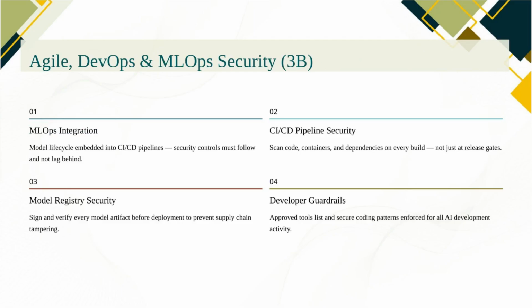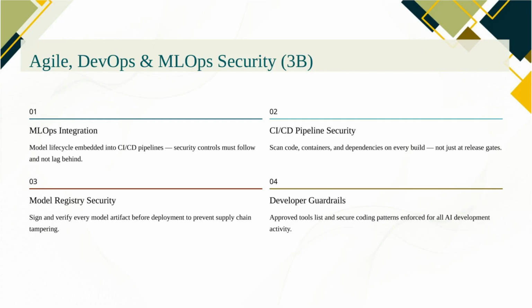MLOps integrates the AI model lifecycle into CI/CD pipelines, and security must be embedded at every stage. CI/CD pipeline security means scanning code, containers, and dependencies on every build, not just at release time. Model registry security means signing and verifying every model artifact before it's deployed, so you can be certain the model in production is exactly the model that was approved.